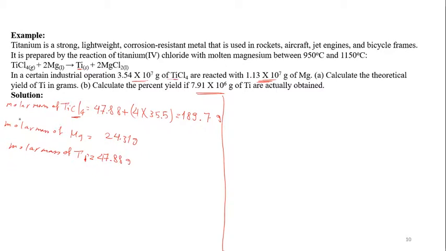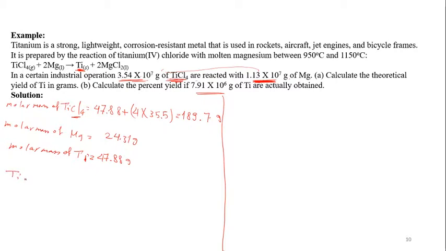From that, first I need to convert the grams of titanium tetrachloride into moles of titanium, and convert the grams of magnesium into number of moles, and from this number of moles I compare it to the amount of titanium. Then I have to compare the number of moles obtained in both cases and know which one of them is the limiting reagent.